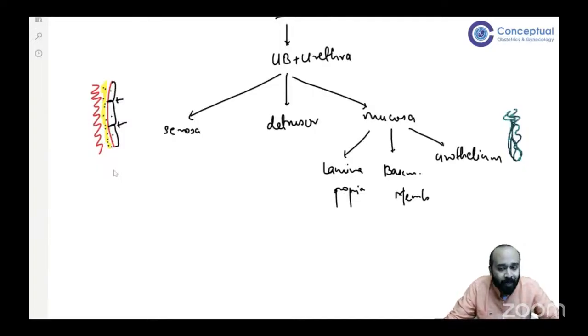I'll come back to this again later, but that is how important is this layer of lamina propria. So it is the innermost layer of the mucosa, and it contains all these neural structures.